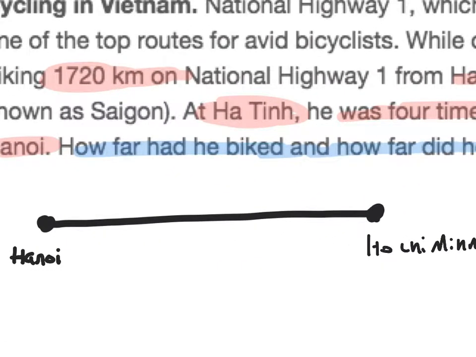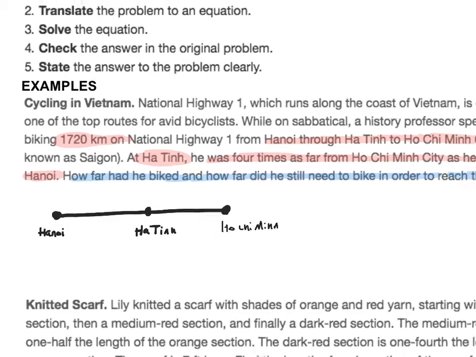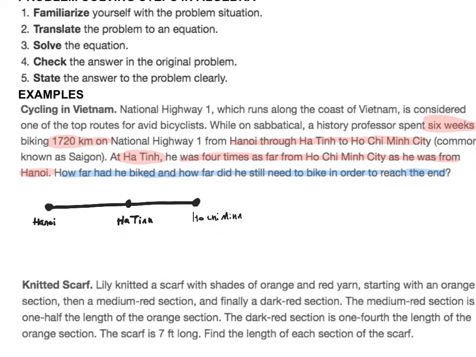So I'm going to put a point here and label this as Ha Tin. All I'm doing is getting that information from the reading and trying to figure out where he is. Now the part that I'm interested in is this: you start at Hanoi, you get to Ha Tin, and at Ha Tin he was 4 times as far from Ho Chi Minh City as he was from Hanoi.